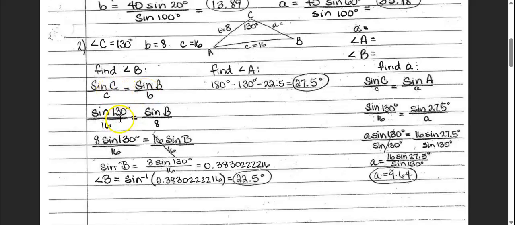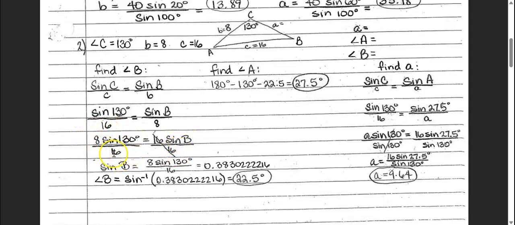So plug in, we knew angle C was 130, side c was 16, and side b was 8. That was all given. So then we're going to cross multiply. So 8 times sine 130 is equal to 16 times sine B. So to get sine B by itself, divide by 16.